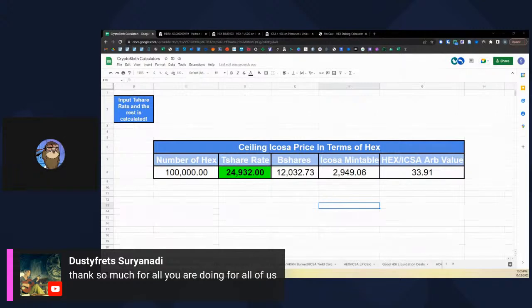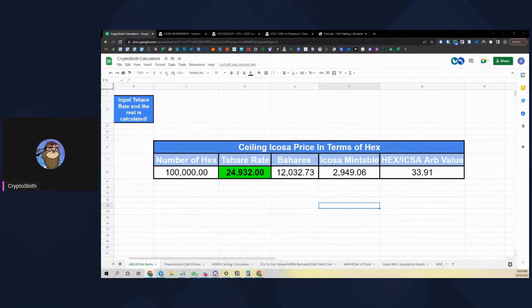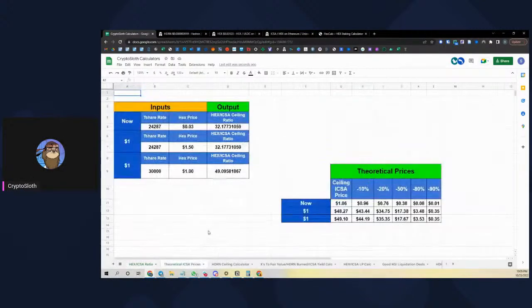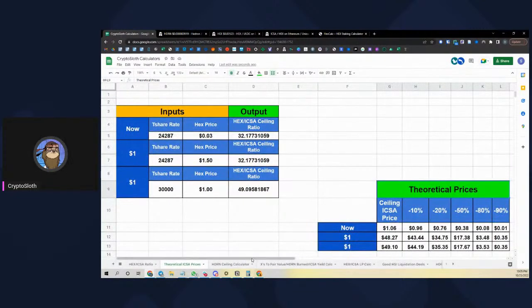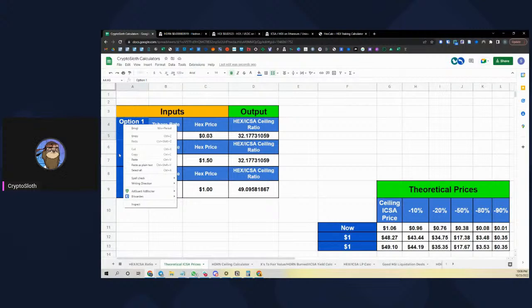That's what's most important. All right, calculator number 2, theoretical ICOSA prices. So this is pretty much a moon math calculator is essentially what it is. Let's see if I can zoom in a little bit more so you guys can see. And so all you need to do here is put in, so I gave 3 options, like 3 potential scenarios. So let's see, option 1, which could be now.